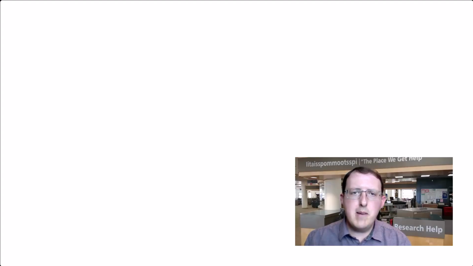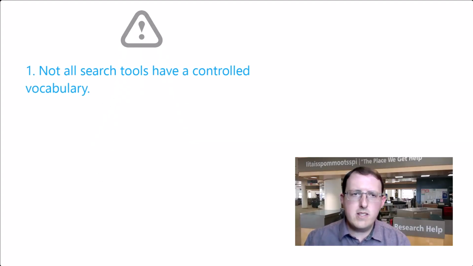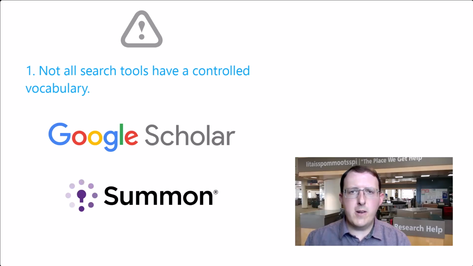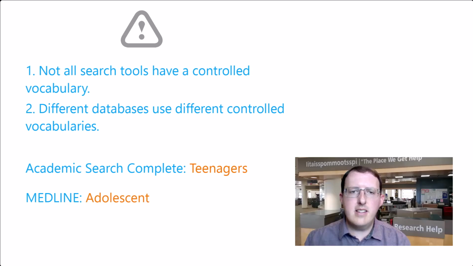Subject terms can make a big difference in searching, but there are a few things to keep in mind. First, not all search tools have a controlled vocabulary. Google Scholar and the library Summon Search don't have controlled vocabularies, and so you must run keyword searches when using these tools. Second, different databases use different controlled vocabularies, so just because a word was a subject term in one database doesn't mean it will be a subject term in another.